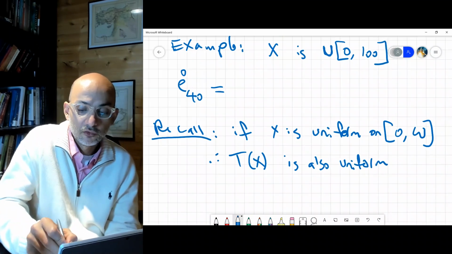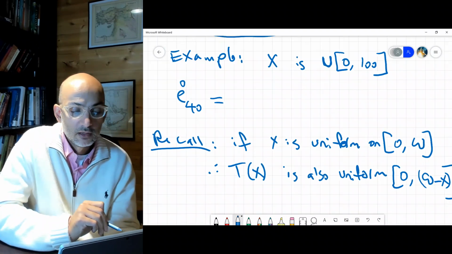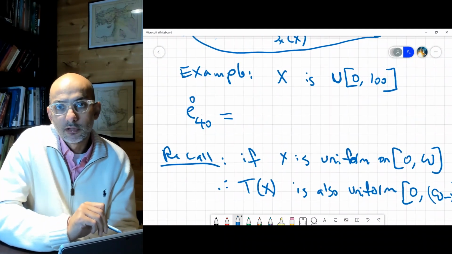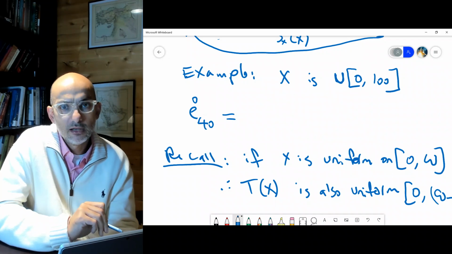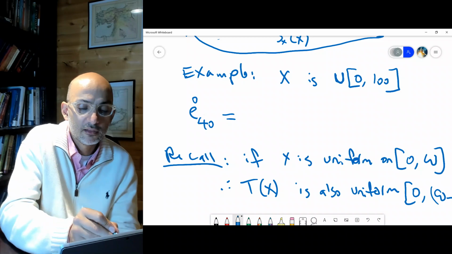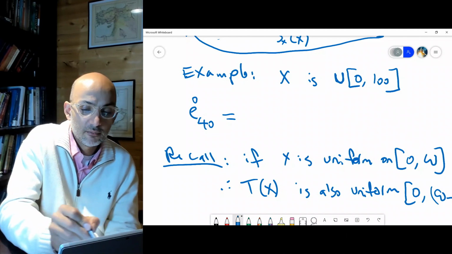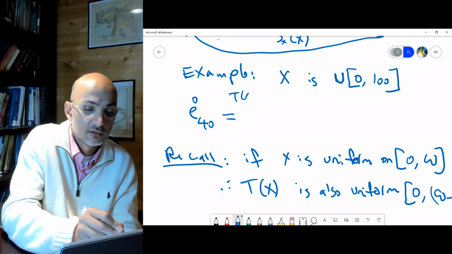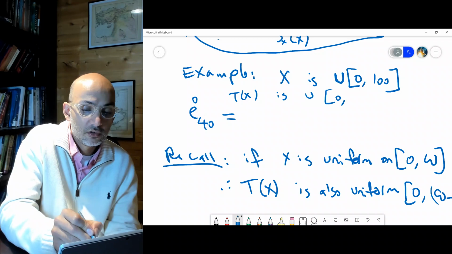But it's not all over the whole period, it's between 0 and omega minus X. You can compute the integration, but to save time, it's simple, because you know that it's uniformly distributed. The remaining lifetime is uniformly distributed over 40, so it's nothing difficult. All you need to do: what's the remaining lifetime? If this is U, then T of X is uniform over 0 and 60.